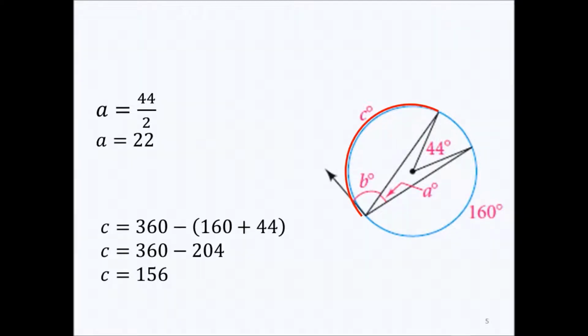Finally, we're going to find the value of inscribed angle B. We know that B is inscribed because its vertex is on the circle. The intercepted arc for angle B is arc C, and we just found the value of arc C to be 156. So since we know the value of the arc, we can divide that by 2 to get the value of the inscribed angle. So 156 divided by 2 is equal to 78. So the value of inscribed angle B is equal to 78 degrees.